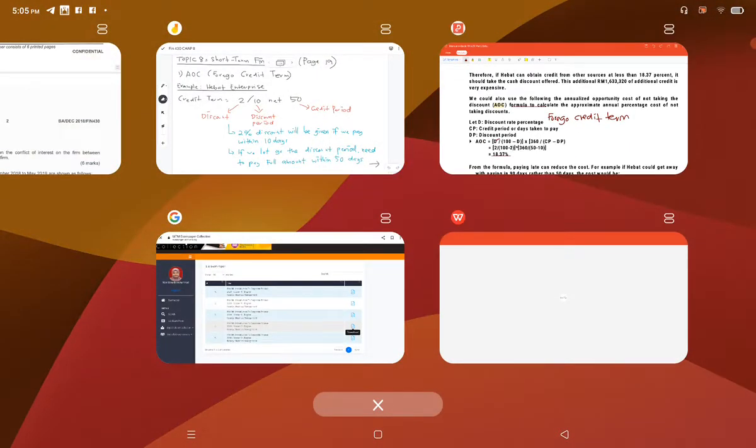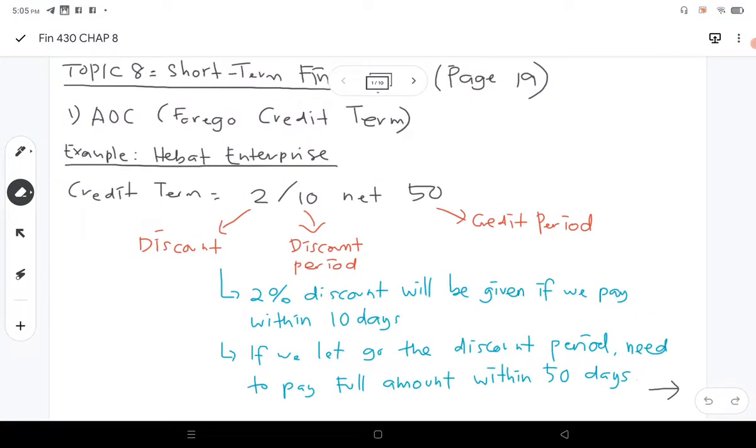Okay, so contoh, saya ambil daripada Forgo Credit Term juga. Okay, page 19 from our manual book. Okay, example for Hebat Enterprise tadi lah. So kalau 2/10 net 50, you boleh tengok kat sini 2 is for discount, 10 is the discount period DP, dan 50 tadi adalah credit period. Okay, so kalau you tengok perkataan ni, you akan faham lah 2% diskaun akan diberi sekiranya syarikat membayar dalam masa 10 hari, dan jika tidak dan mereka nak lepaskan kredit term tu, mereka harus bayar full amount tanpa dapat apa-apa diskaun dalam masa 50 hari.